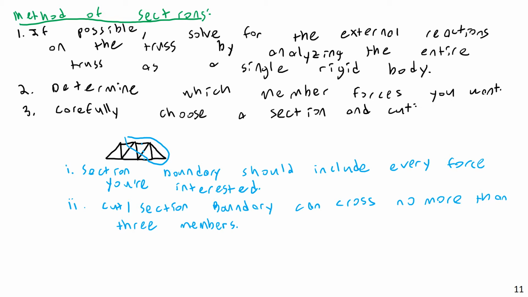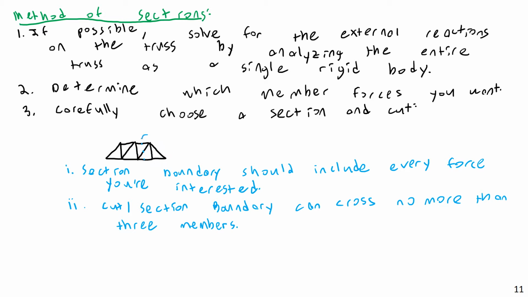So this is a very poor choice of boundary, because when I cut it like this, I have now revealed 5 internal member forces. And since we're going to analyze this as a single rigid body, I would now have 5 unknowns on an object that I only have 3 equations of equilibrium for. So I would not be able to solve for all of them. I would have basically a statically indeterminate body because I chose my cut poorly.